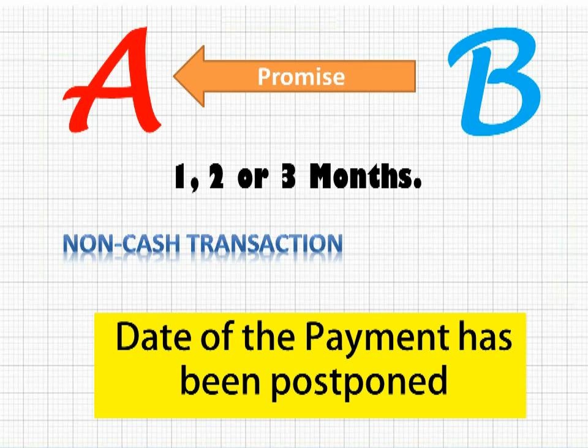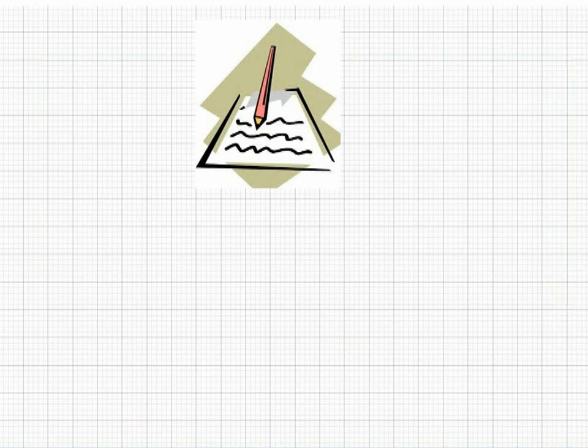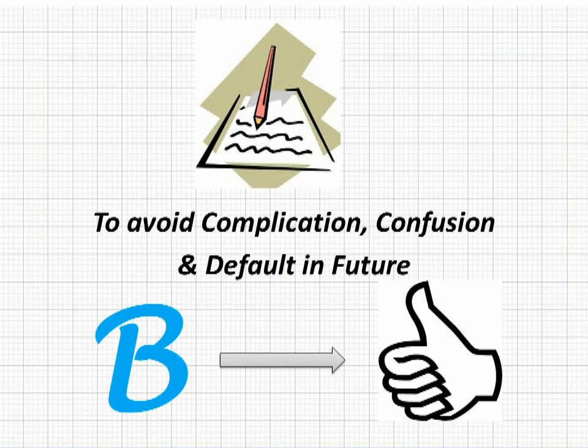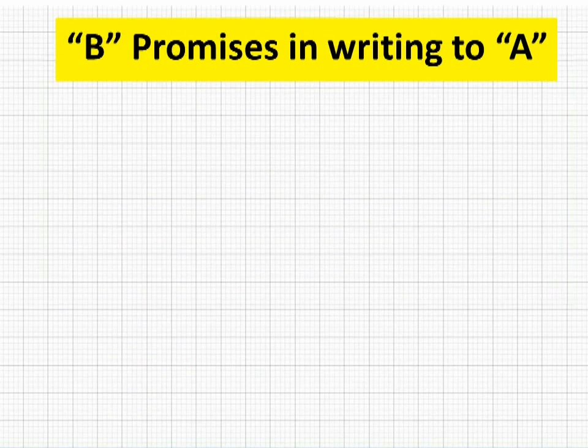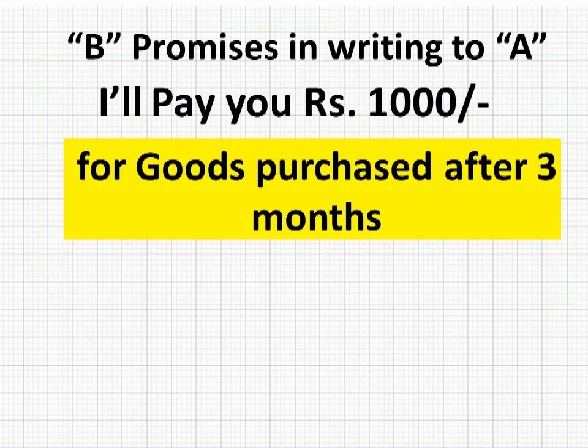In this situation, A may ask B, okay, you can pay me the money after 3 months, but you give me the promise in writing so that there is no complication or confusion or default in future. And B agrees to this proposal. And B gives the promise in writing to A that I will pay you rupees 1,000 for the goods purchased after 3 months or 2 months. If B gives any promise in writing, that becomes bill of exchange.